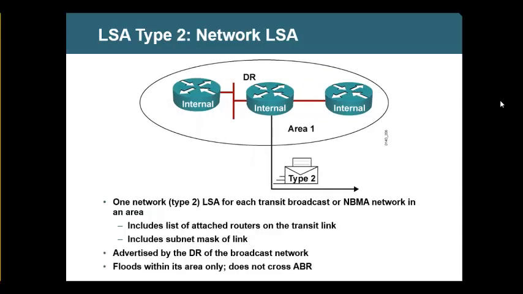Next is type 2 LSA, which is called the network LSA. This originates from the designated router only. And this LSA is also flooded within the area. So the DR advertisements go from this type 2 to all the DR others, but they will not be sent outside of this area.